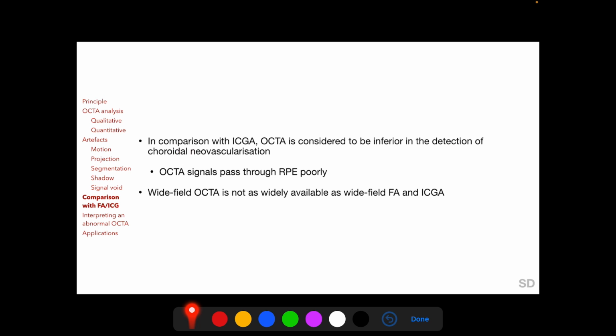And in comparison with indocyanine green angiography, OCTA is considered to be inferior in the detection of choroidal neovascularization because, as we have discussed, OCTA signals pass through retinal pigment epithelium poorly, more so with spectral domain OCTA machines as compared to swept source OCTA machines. And wide field OCTA is not as readily available as wide field fluorescein angiography and wide field indocyanine green angiography.